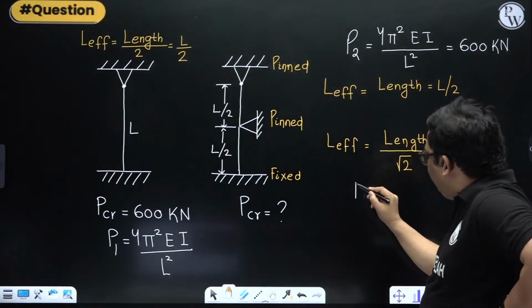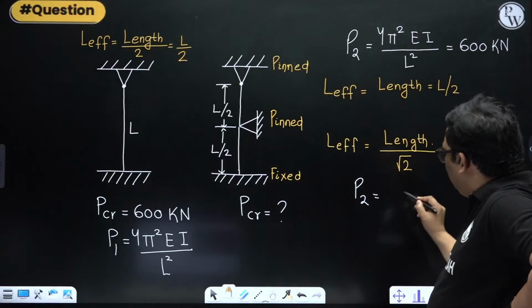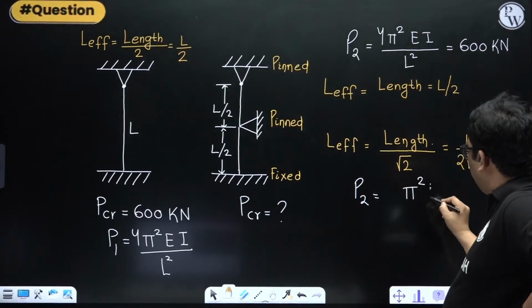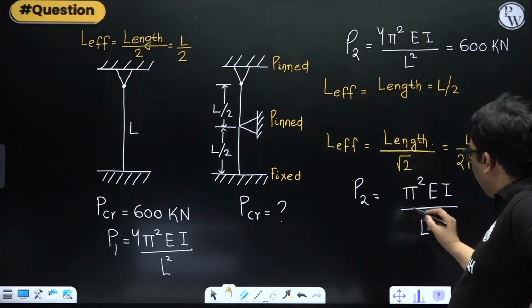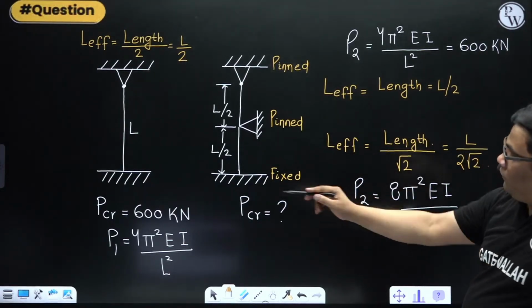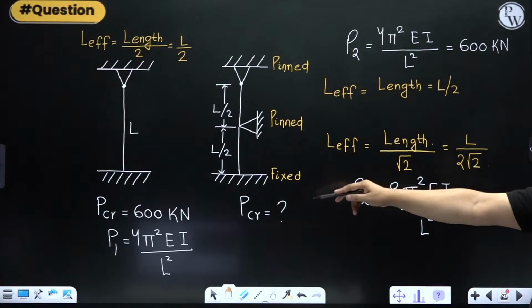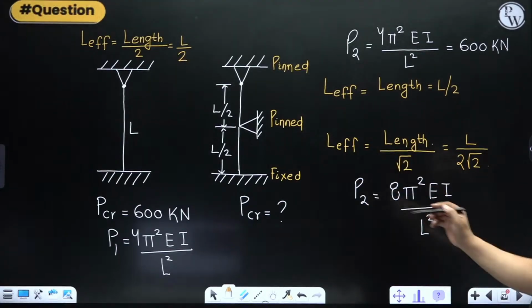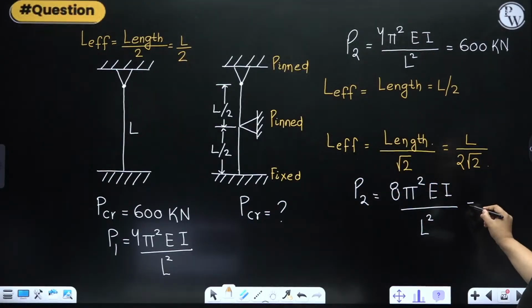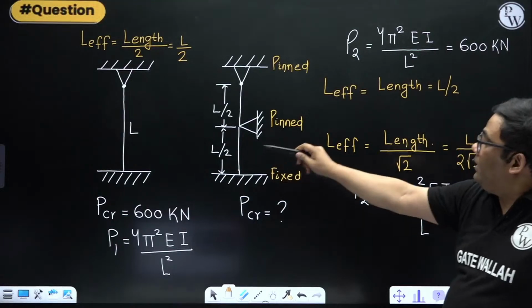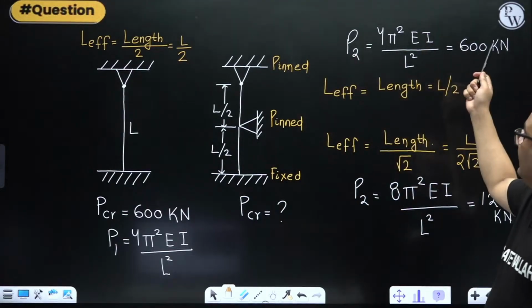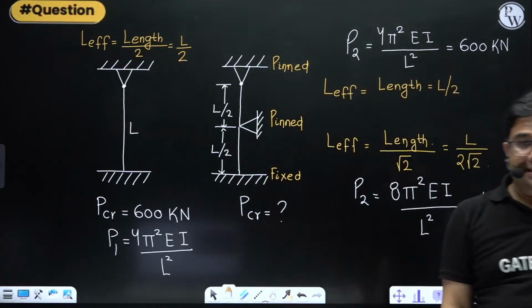Now if you take this as the P2, this will be pi square EI by L square and then 8. That is 4 pi square EI by L square is 600, and this I am getting as 1200 kilonewton. So for this column it is 1200. For this column it is 600. And for this column it is 600.